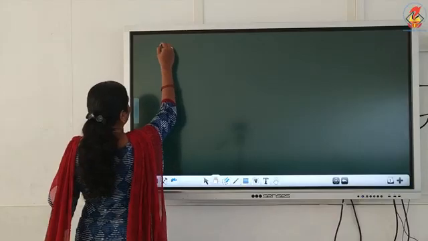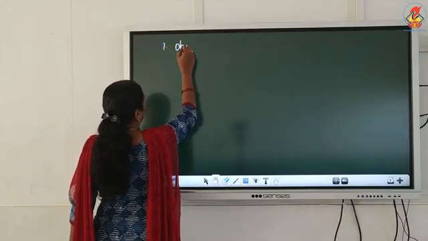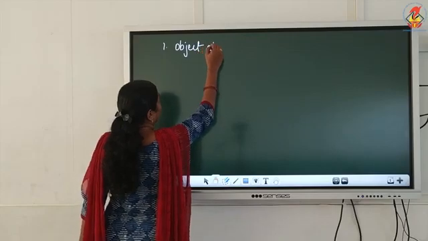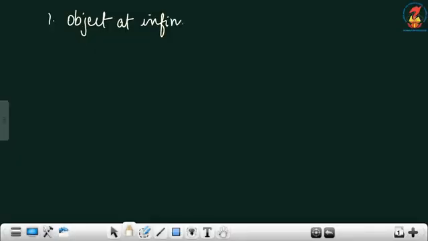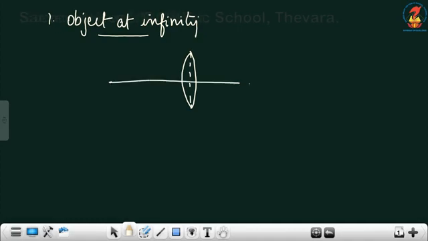Okay. So first one, object at infinity. First you need to draw a lens, a convex lens. Draw a thin lens, the optical axis, the optic center you need to mark here, F1, 2F1, F2, 2F2.